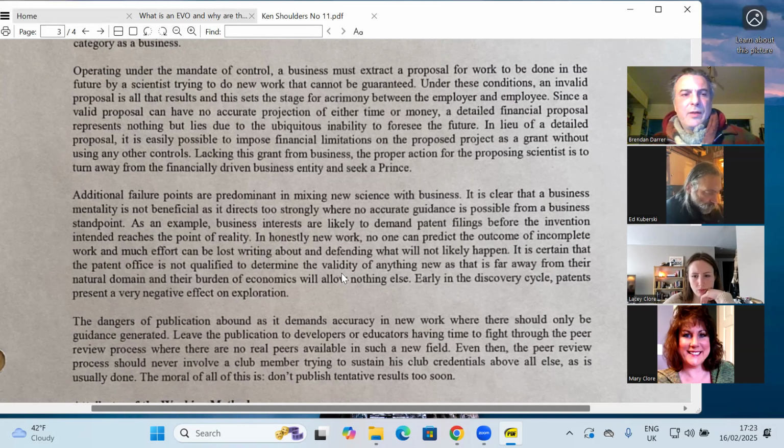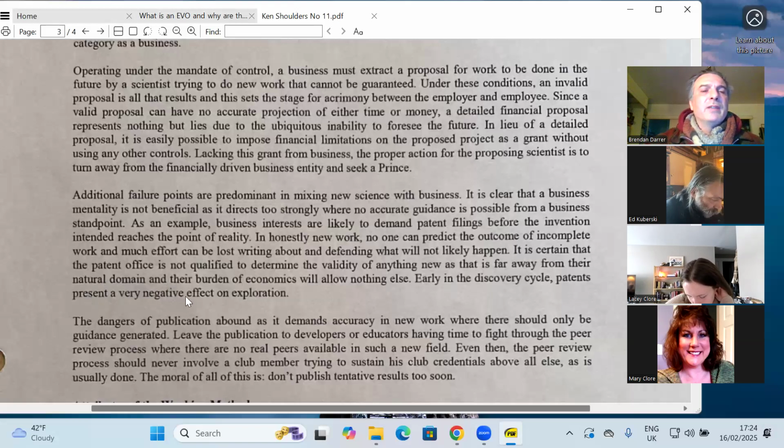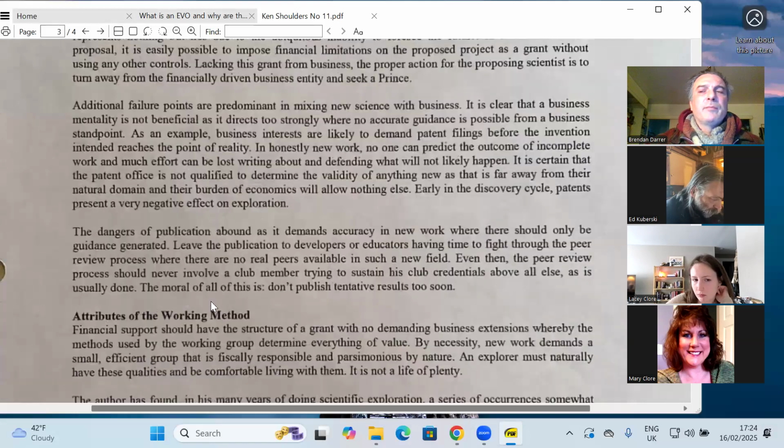It is certain that the Patent Office is not qualified to determine the validity of anything new, as that is far away from their natural domain, and their burden of economics will allow nothing else. Early in the discovery cycle, patents present a very negative effect on exploration.